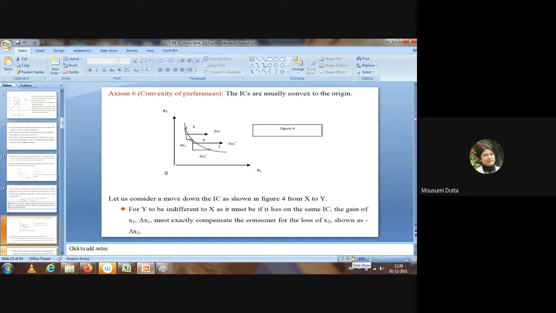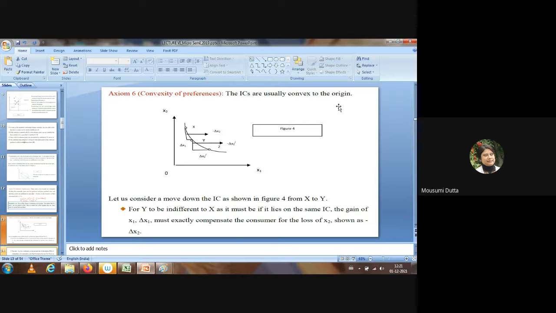Next, we will come back to the idea of the slope of the indifference curve once again. However, before that, I would like to introduce the axiom of convexity of the preferences. I'll first introduce this and then again come back to the slope and the curvature. So convexity of preference, this sixth axiom, indicates that ICs are usually convex to the origin.